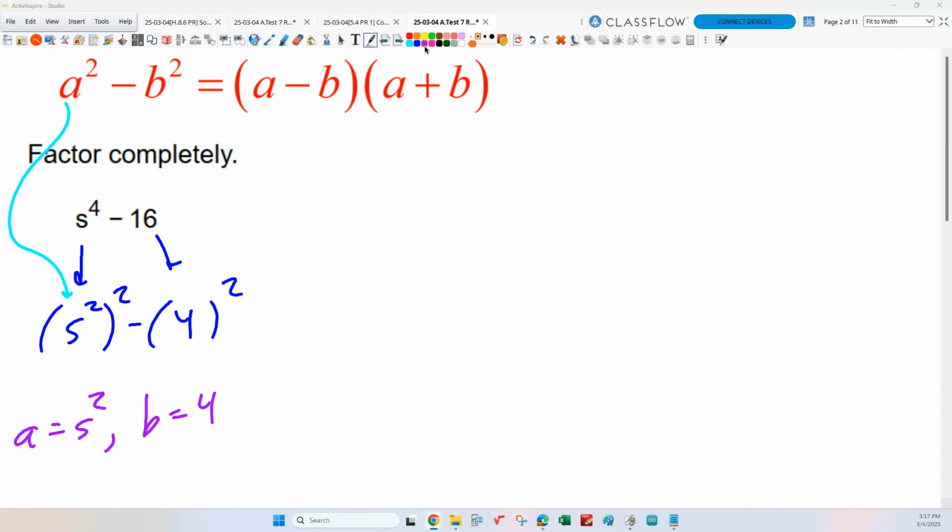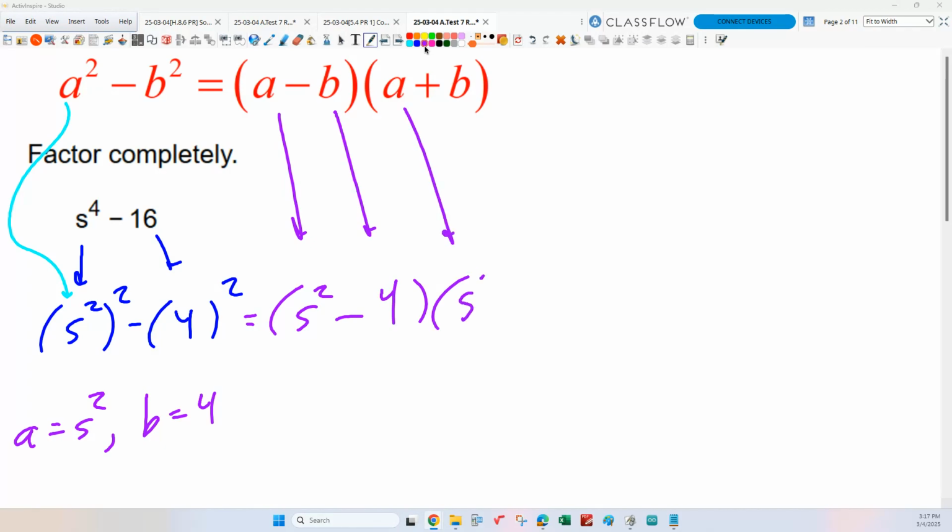is 4. And we're just going to use this pattern, right? So then what's that give us? Well, A, you said, was S squared, minus B, which is 4. And I get S squared plus 4. Make sense? Okay. Am I done? No, I'm not. You can go further with the first one. I can. This one is prime, but that one is not. That's a difference of squares again, isn't it? Right?